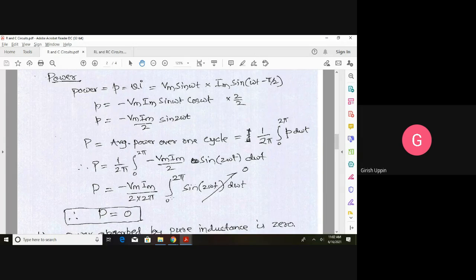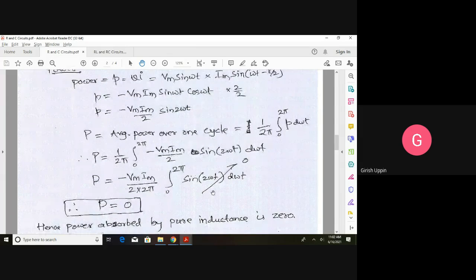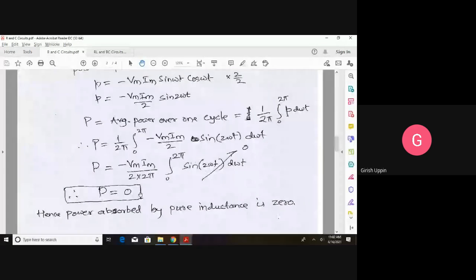We integrate sin 2 omega t with respect to d omega t. If you do this integration over one cycle, it will result in 0. So if you do the calculation, you will get 0. That is why p is equal to 0. Hence, the power absorbed by a pure inductance is always 0. In the exam, they will ask you to do the circuit analysis of a circuit comprising a pure inductor, or they can say prove that power absorbed in a pure inductance is 0. In both questions, what you have to do is the same write-up.